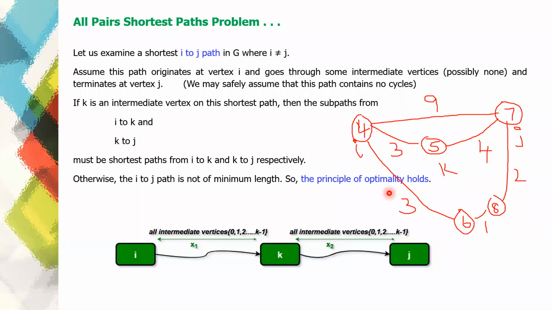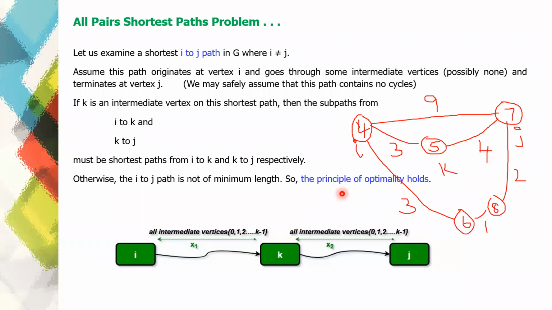So if you apply the same principle of optimality here, if the i to j path must be optimal, then the i to k path must be optimal and the k to j path must also be optimal. That is, the path from i to k must be shortest and the path from k to j must be shortest. Then only the entire path i, k, j will be shortest. Then only we can say that the principle of optimality holds.